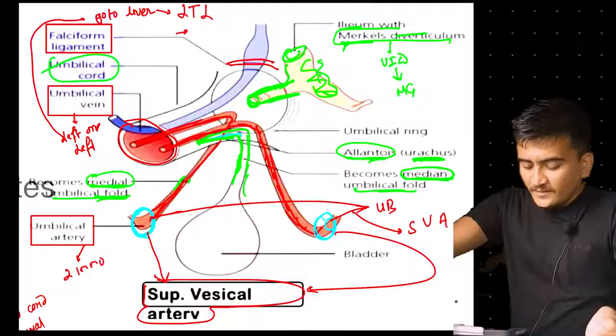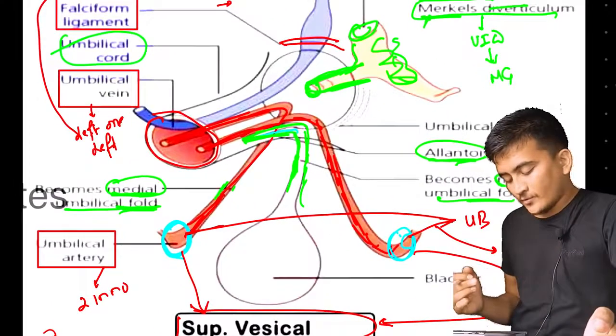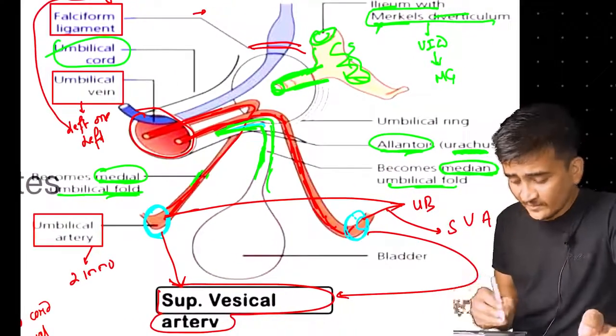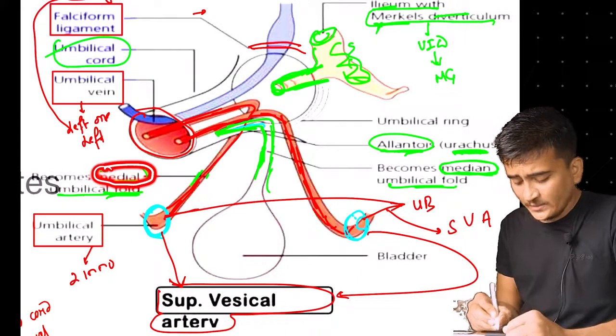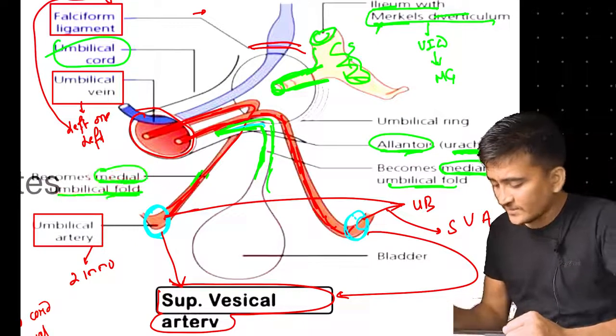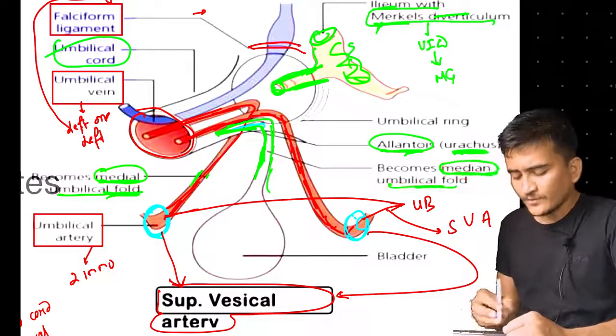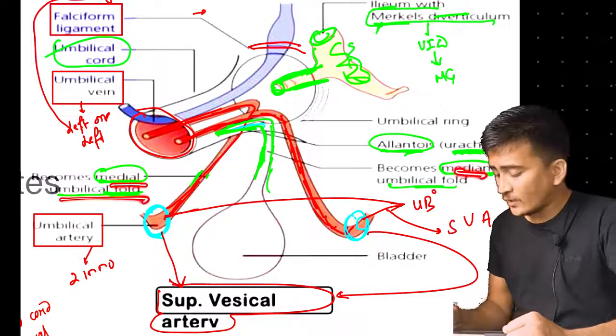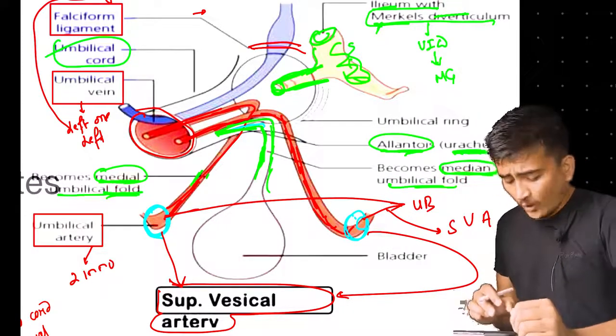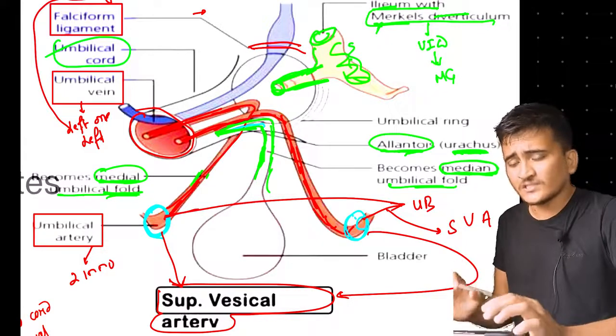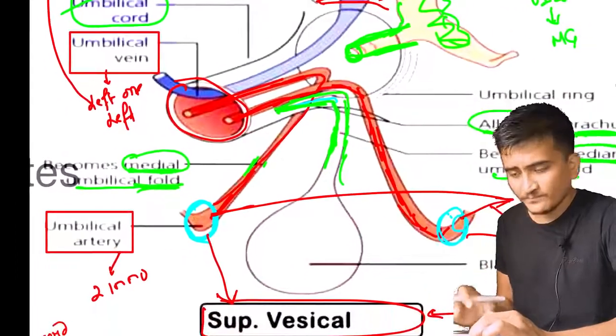From that question, we came into this diagram. Here in this diagram, you will see the medial umbilical fold and another, the median umbilical fold. Now, what are these structures? Talking about medial first.